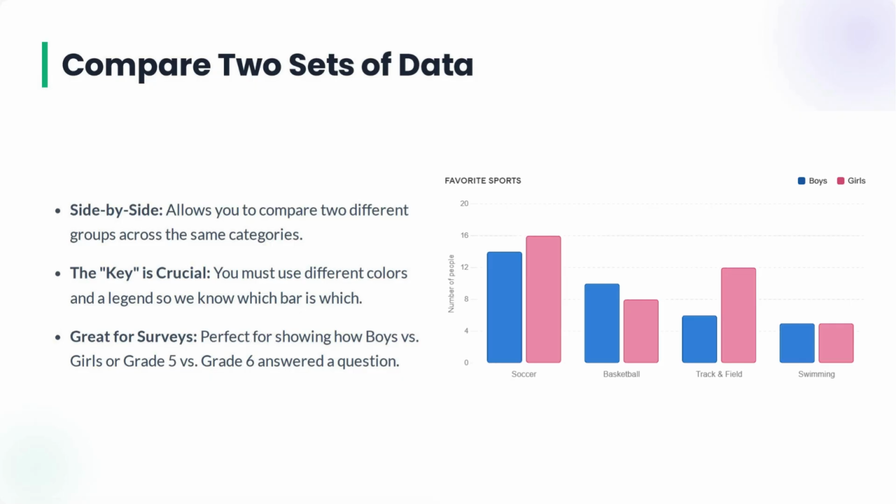This format is great for surveys. For example, it is perfect for showing how different grade levels answered a question, or for comparing preferences between 2 distinct groups within your academy. Looking at our example, you can easily compare the popularity of soccer, basketball, track and field, and swimming between the 2 groups surveyed. Finally, they provide clear differences. It makes it easy to see at a glance which category is the winner or the loser.